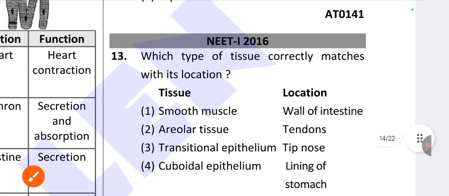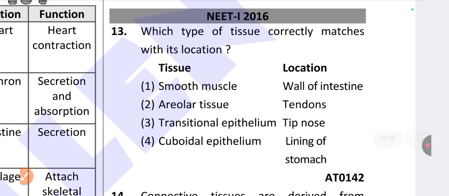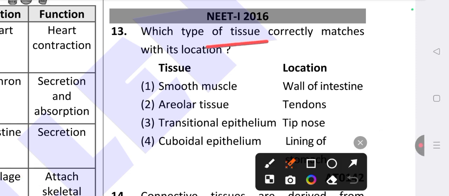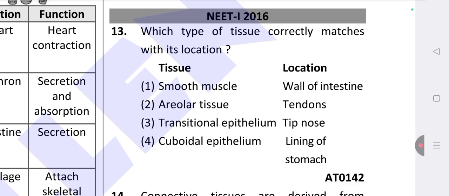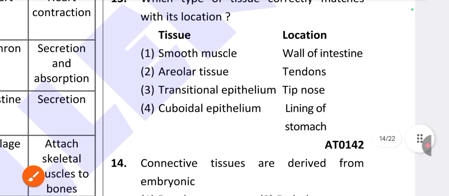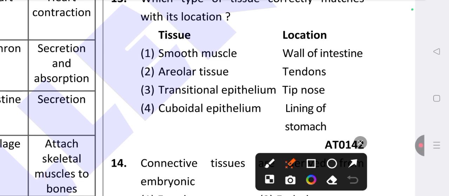molecules. Next, 2016 match the following question. So it is, which type of tissue correctly matches with its location? So we'll have to find the matchings here. They have given this. We have to find the right option. So answer is option 1. Smooth muscle wall of intestine is the correct answer.